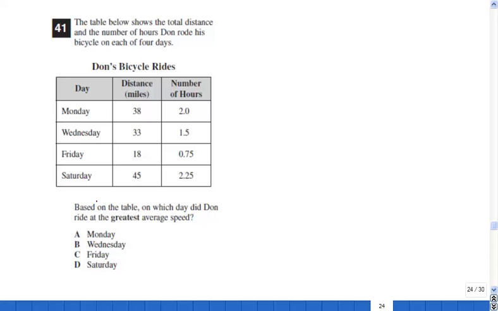Well, how can we find that? This is a very simple problem, 5th grade level, right? To find the average speed, you have to find what? Usually speed is distance over time, right? That will give you the average speed. And you will go for each one of them.